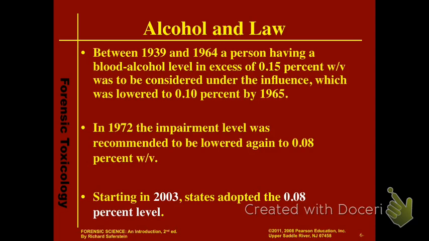Legal blood alcohol level has gone down throughout the years. Between 1939 and 1964, blood alcohol level was 0.15. In 1965, it was lowered to 0.1. And then in 1972, it was lowered to 0.08. That was adopted universally in 2003. All states adopted the 0.08. I guess it was in '72 it was recommended, it wasn't adopted until '03. I misspoke.